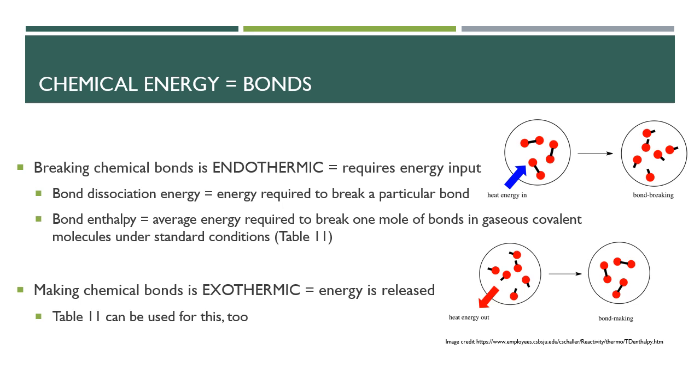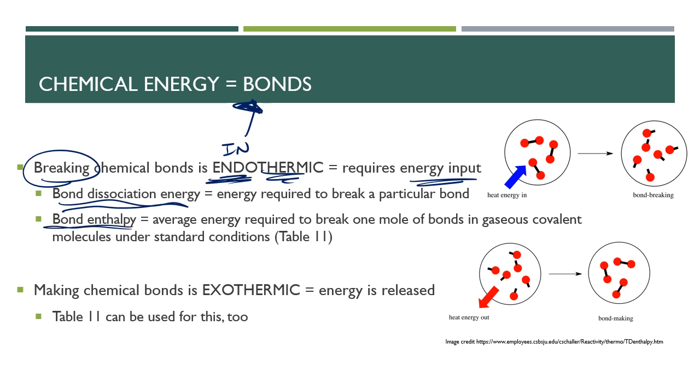So chemical energy in bonds. Chemical energy is stored in bonds. What's interesting about our chemical bonds is if I want to break them, I have to add some energy. So that's endothermic, energy is going in. So endothermic, energy adding into the system. Energy input is required for chemical bonds to break. We call this bond dissociation energy. This is the energy required to break any particular bond.